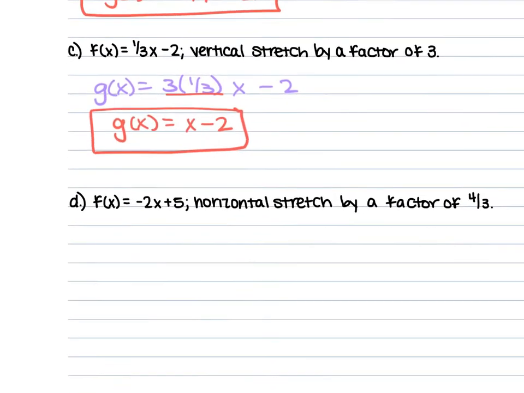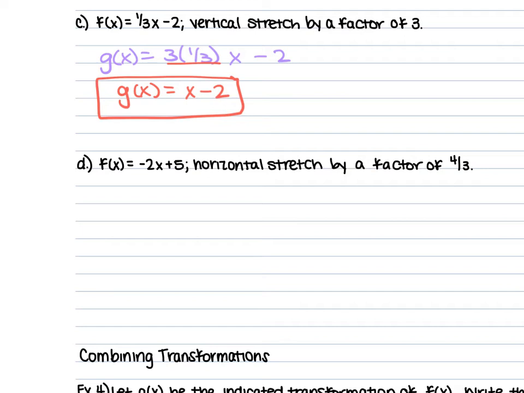So if we look at example D, we have f of x is equal to negative 2x plus 5. The negative means that we're reflecting across the y-axis, or sorry, not the y-axis, the x-axis. Then the 2 means that we have a vertical stretch by a factor of 2. The 5 means that we're going up 5.